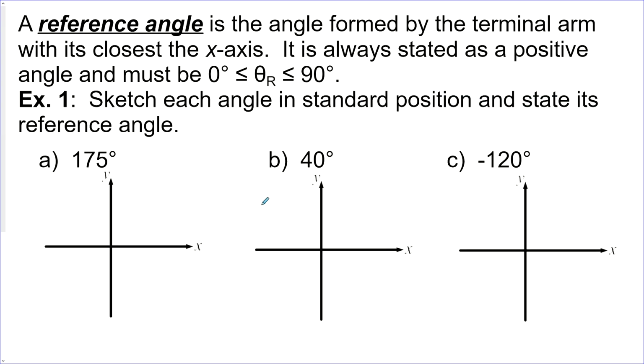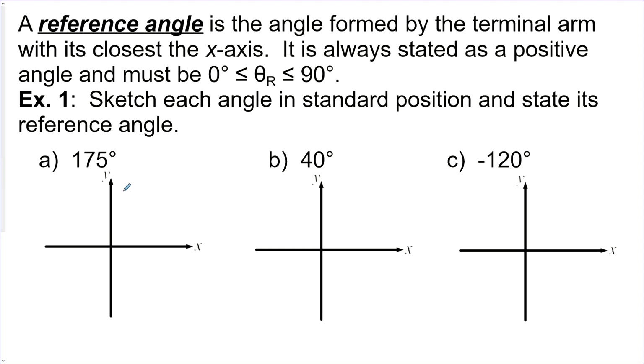A reference angle is the angle formed by the terminal arm with its closest x-axis. It's always the x, never the y. Just remember, you always go back to your x. It is always stated as a positive angle and must be greater than or equal to 0 and less than or equal to 90 degrees.